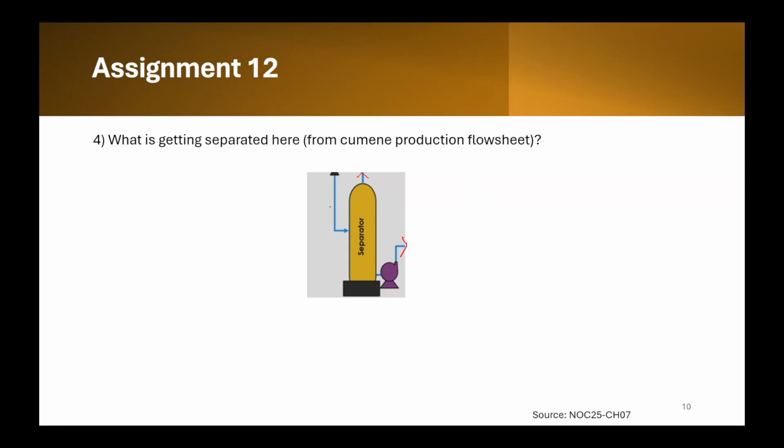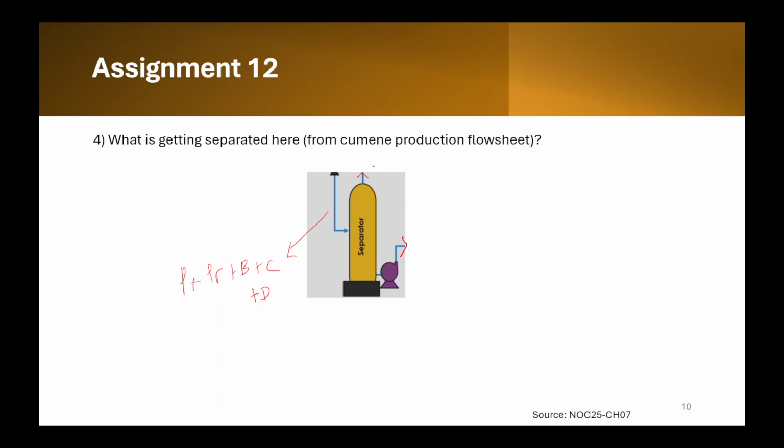So this will have propylene plus propane, which I abbreviated as PR. Then we have unreacted benzene. We have unreacted propylene. We have cumene formed and then DIPB formed. So this is what the feed is in the separator.